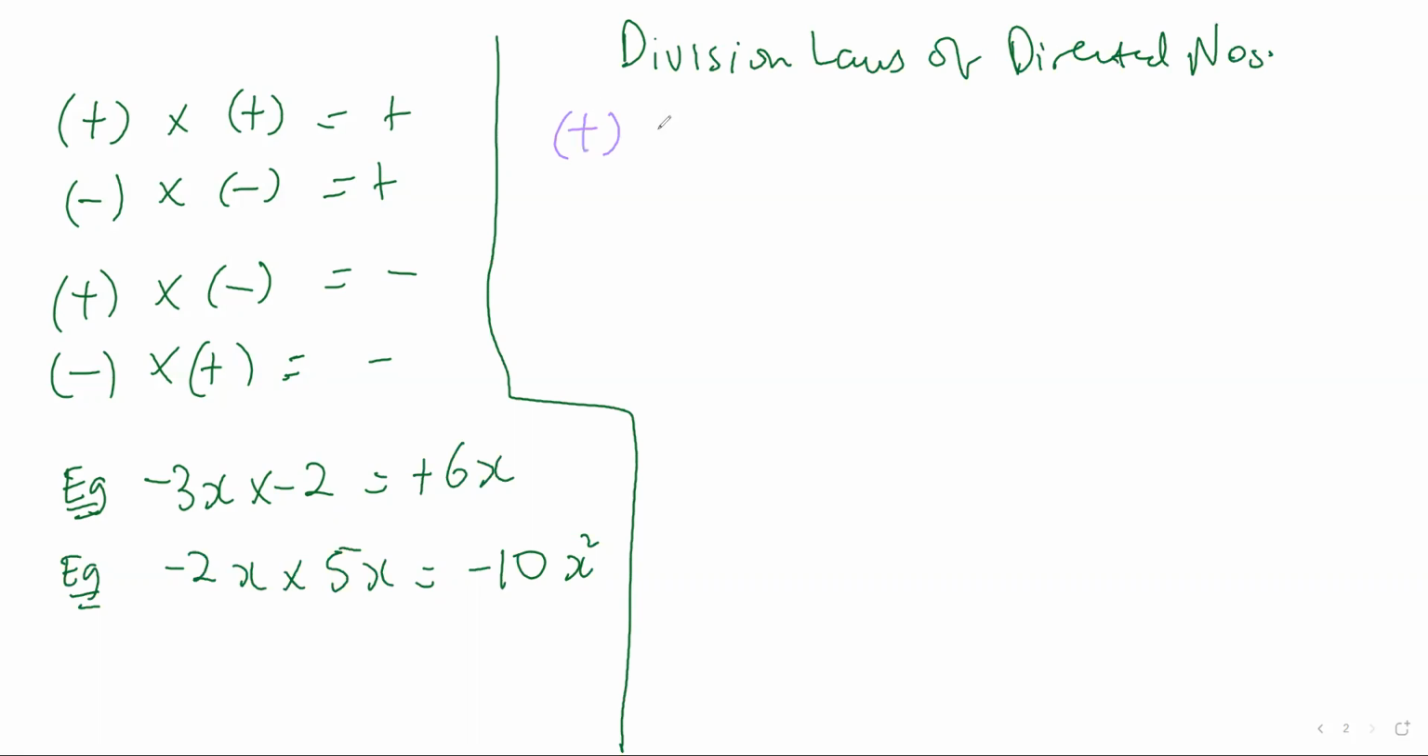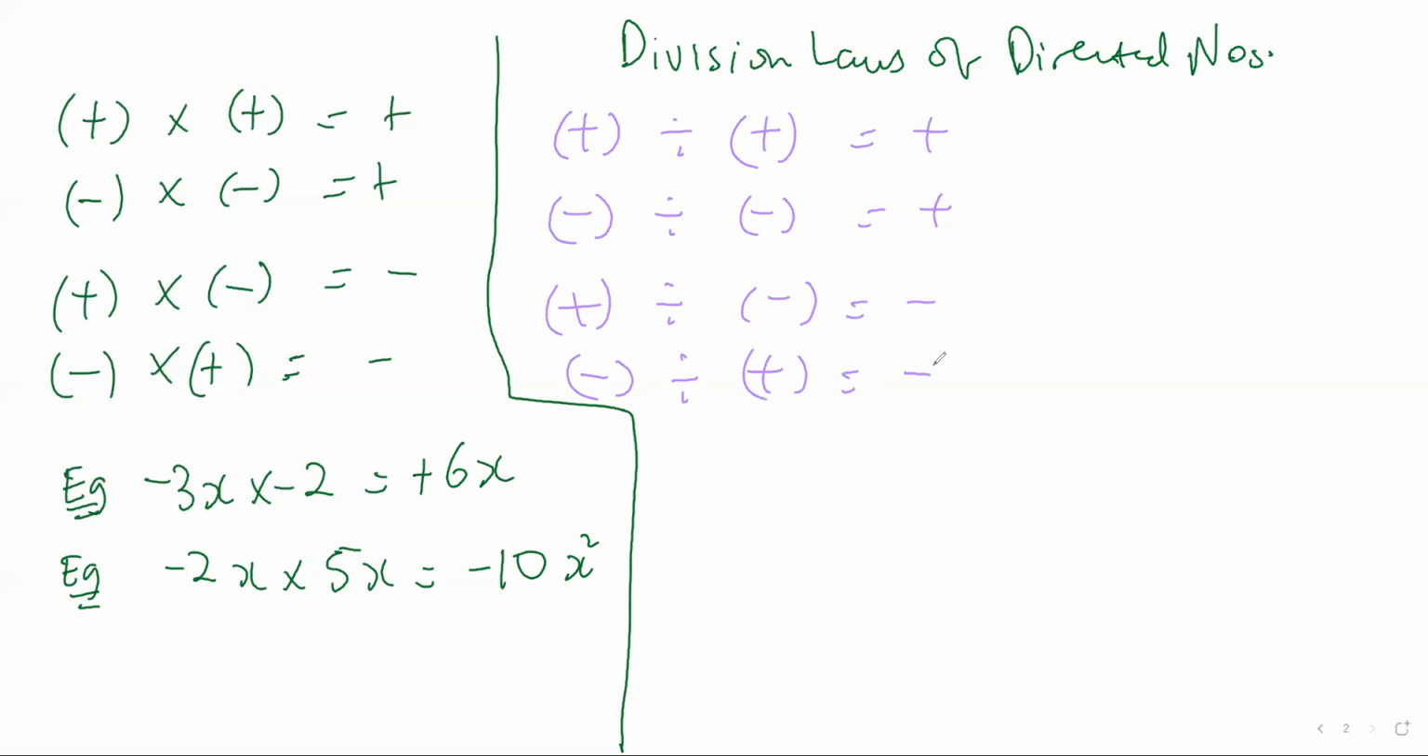A positive quantity divided by a positive quantity is going to give you a positive. A negative divided by a negative is going to give you a positive. A positive divided by a negative is going to give you a negative. And the last law here, which is a negative divided by a positive, is a negative, right? Good. And these are the same laws as the multiplication laws, which makes it easy to learn because we already know them. Extremely easy to learn.